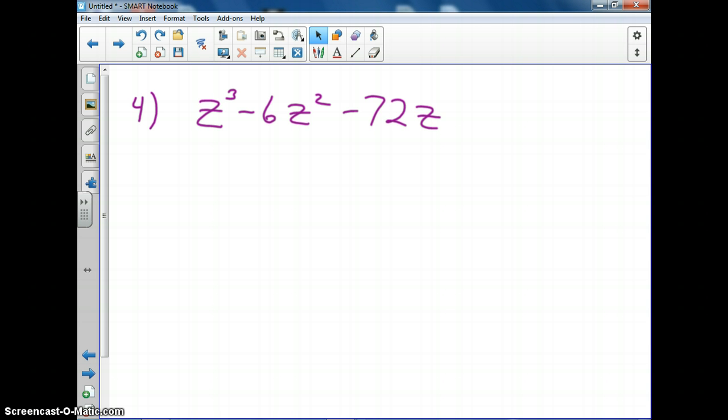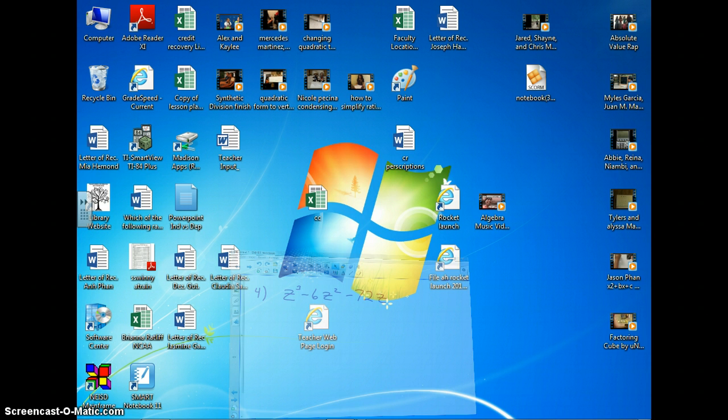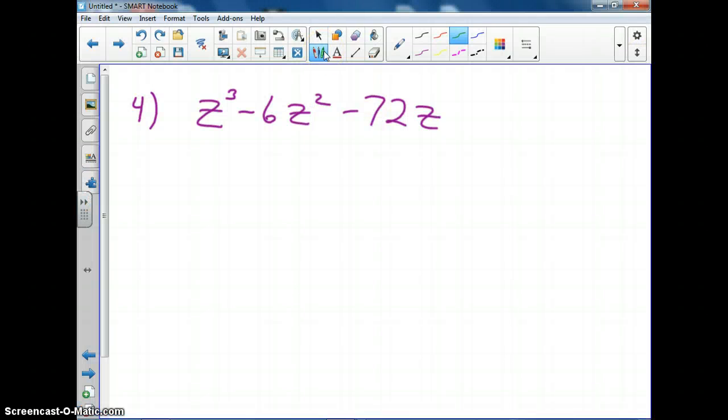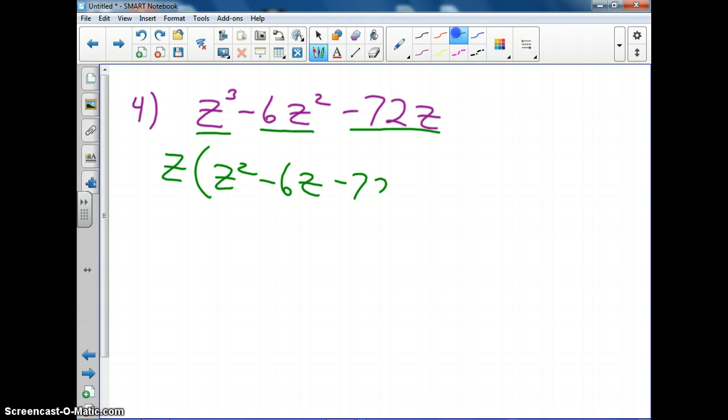What is it? Z. You see, this Z is going to be really quick to do. We can take out Z. So we're going to take out a Z. Now what's left over here? Z squared. Now what's left over here? Minus 6Z. And what's left over here? Negative 72. There you go.